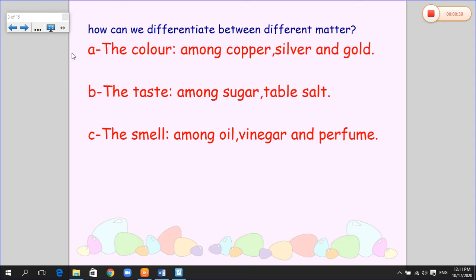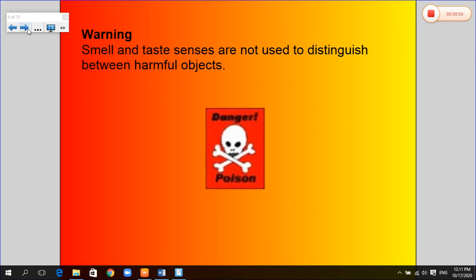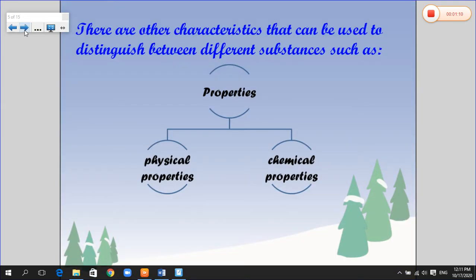Each matter has different properties, like the color, the taste, the smell. We have a melting point, boiling point, and so on. From the properties of matter is the density. Of course, don't try to use smell and taste to distinguish between objects or chemical substances, because it can be harmful for you.